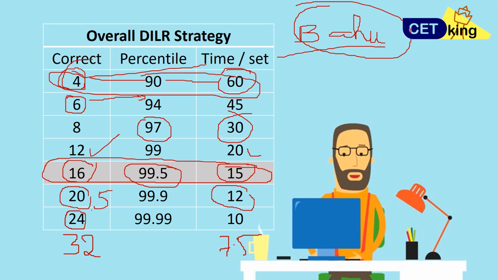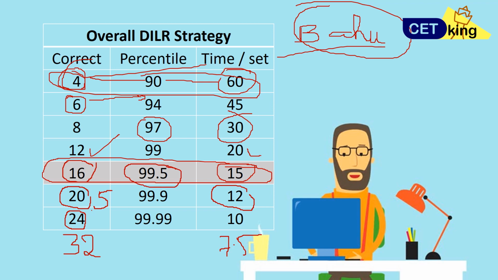If you do 24, you are at 91.99. Even at 20 questions right, which is 5 sets correct, you will be at 99.9. That is, average time per set is 12 minutes. If I do 16 correct, I'm still getting 99.5 percentile.